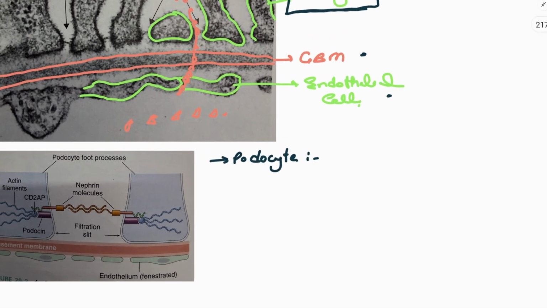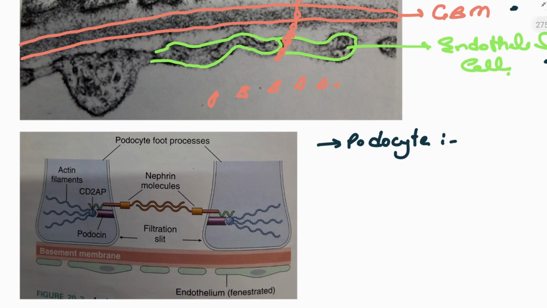Podocyte. See here. There are 4 different kinds of proteins. First one is nephrin. So this is the nephrin molecule. This is podocyte 1. This is podocyte 2. So the nephrin molecule is present between podocyte 1 and podocyte 2, indicating that this molecule is very useful for the joining of two adjacent podocytes. Okay. So nephrin molecule is very important to join the adjacent podocytes. Okay, so this is the first one.